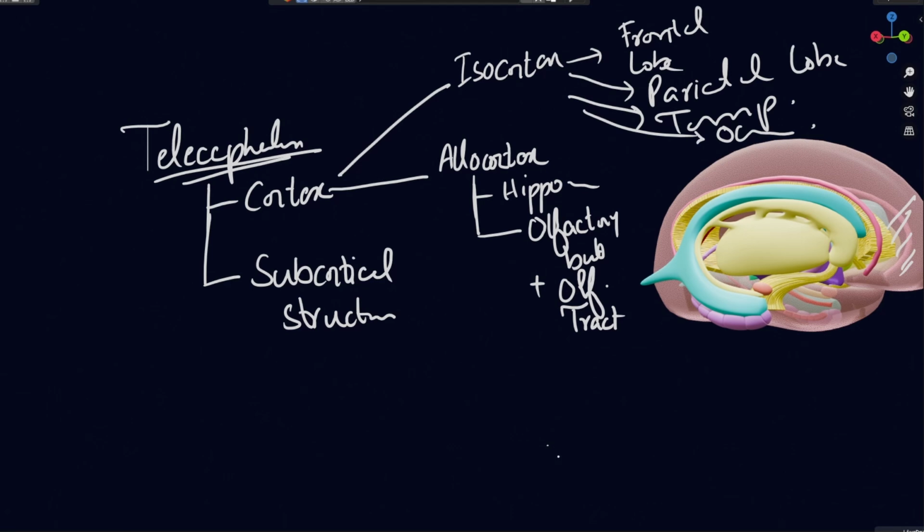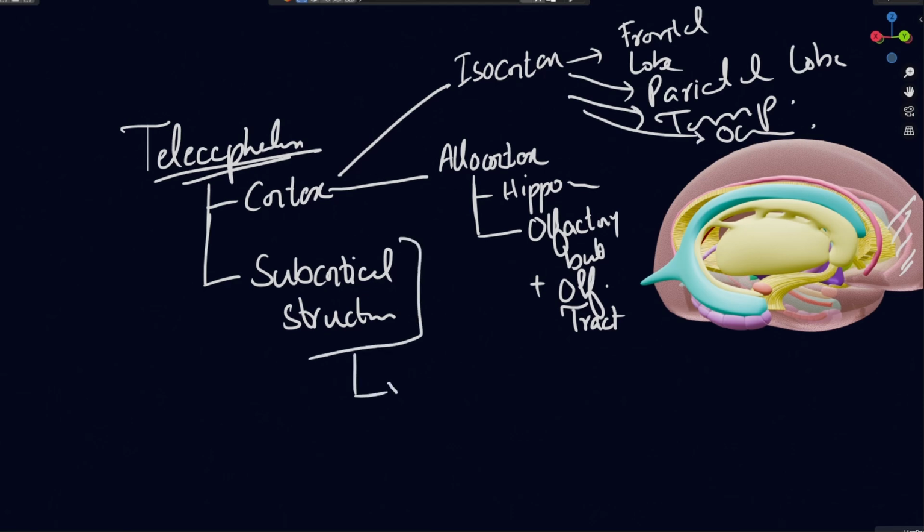The first cranial nerve is the olfactory nerve, which is developed from telencephalon. The second cranial nerve is the optic nerve, which developed from the diencephalon, and both of these are part of prosencephalon. So the first two cranial nerves are extensions of prosencephalon. They develop from the prosencephalon. So we have discussed these.